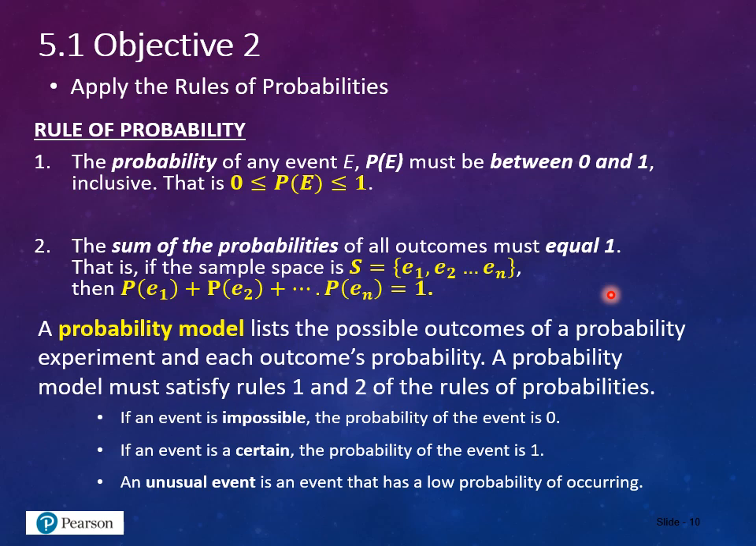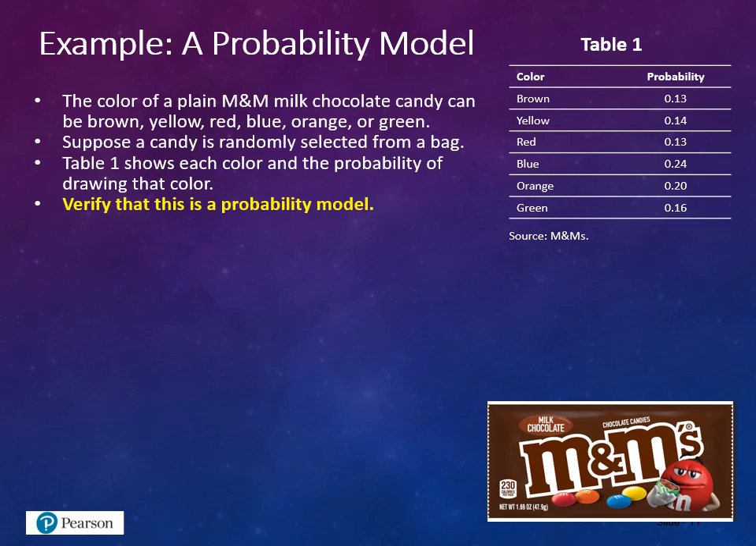A probability model lists the possible outcomes of a probability experiment and each outcome's probability. A probability model must satisfy rules 1 and 2 of the probabilities that we just went through. So let's look at an example of a probability model.